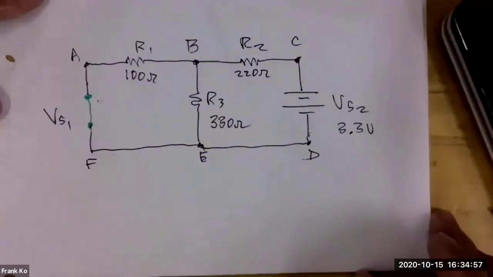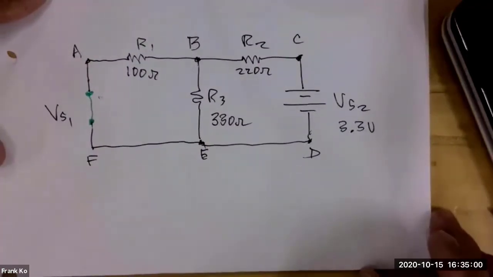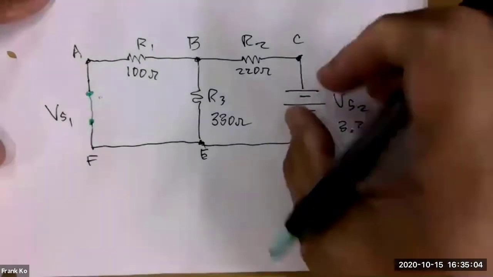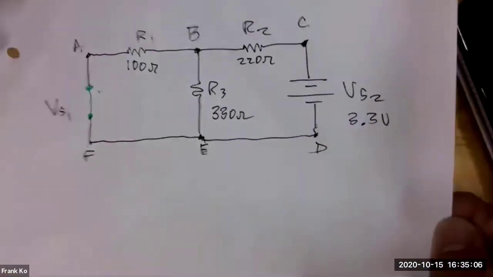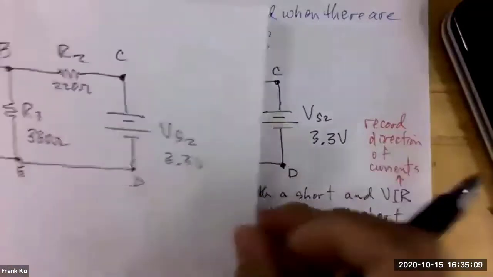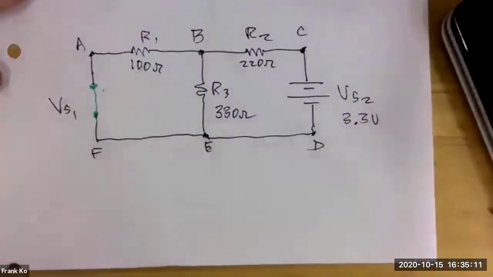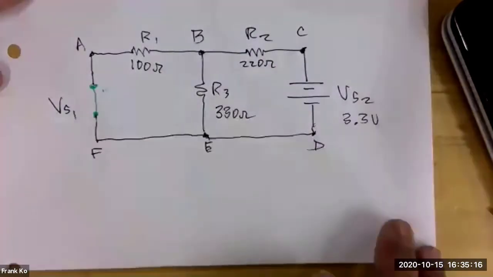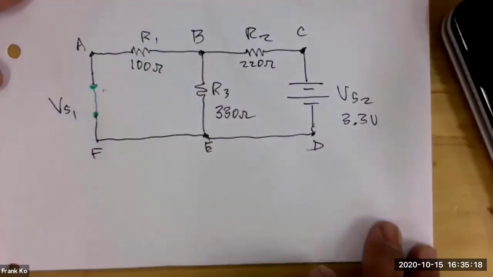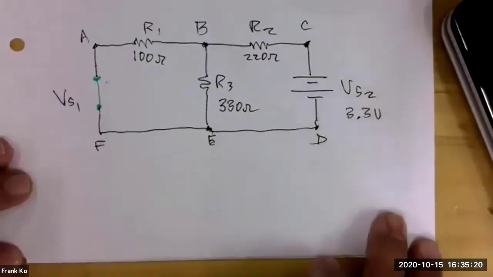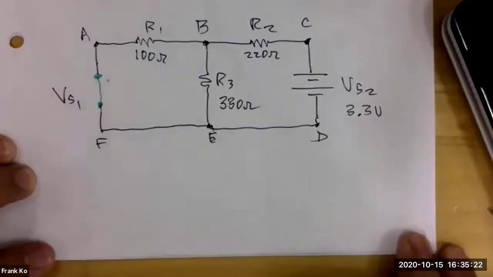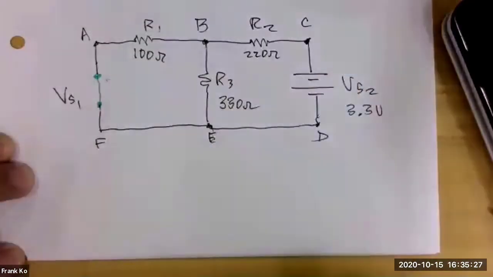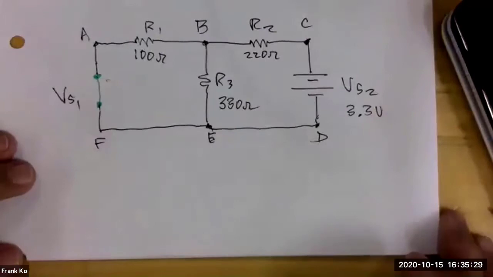This is the beginning of your second VIR analysis. We return VS2, making sure the polarity of the plates was as in the original circuit. Right here, there was positive on top. And we will replace VS1 with a short. Everything else remains in the same place as it did in the original circuit. We're going to, as we've always done in our series parallel circuits, simplify 3 resistors down to 2 resistors to a simple series circuit, yeah?